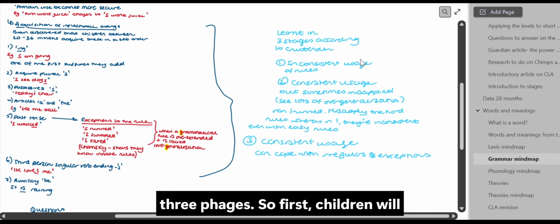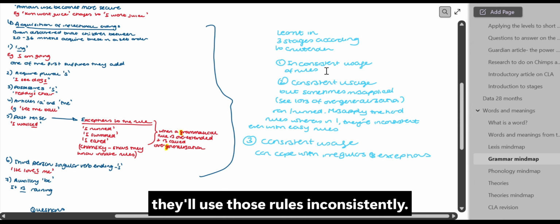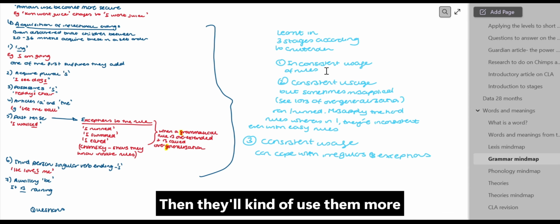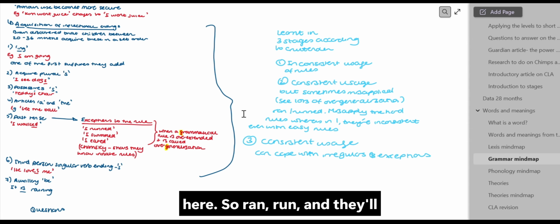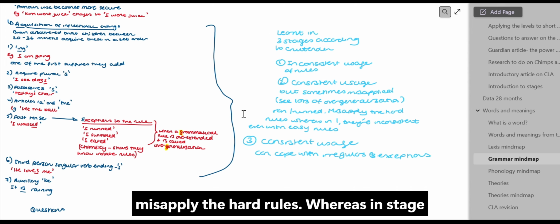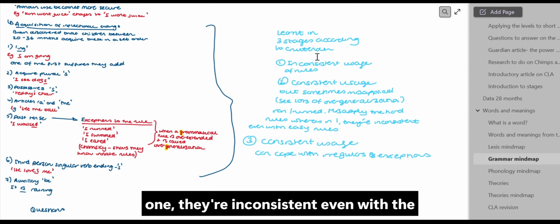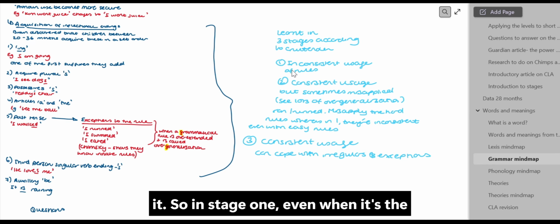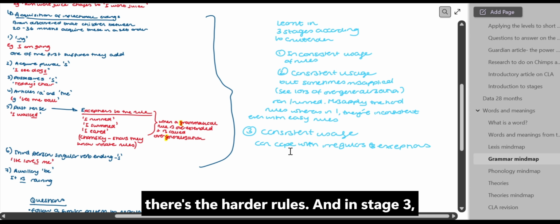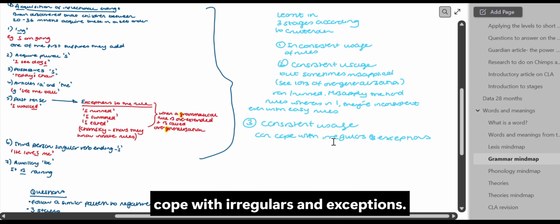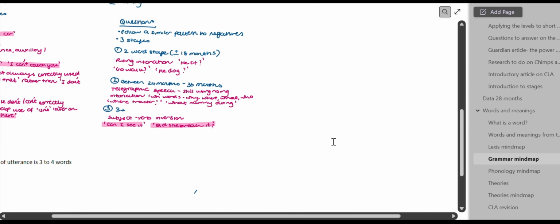So first, children will have inconsistent usage of rules, so they'll use those rules inconsistently. Then they'll use them more consistently, but they'll have some misapplications. You'll see a lot of overgeneralization, as we mentioned here. So ran, runned, and they'll misapply the hard rules. Whereas in stage one, they're inconsistent even with the easy rules. So that's what distinguishes it. Stage two, the easier ones, they're a bit more secure, but they'll misapply when there's the harder rules. And then stage three, they have consistent usage and they can cope with irregulars and exceptions.